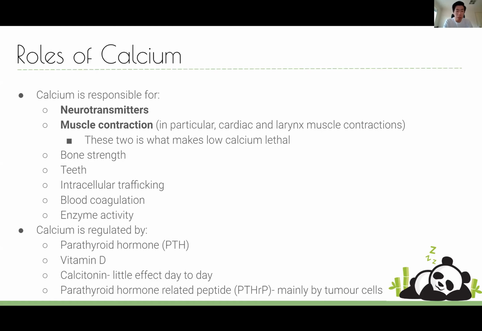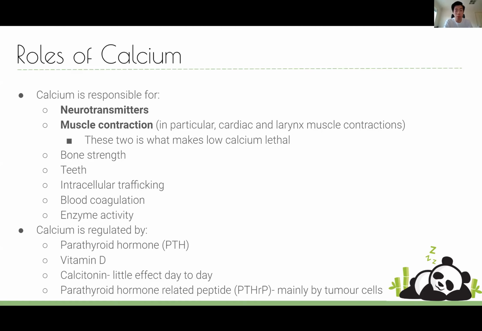Obviously, it's also related with bone strength and teeth, but it also has all other factors such as blood coagulation, which is also important. The main hormones we'll talk about are parathyroid hormone, PTH, vitamin D, and calcitonin. There's also a fourth hormone called parathyroid hormone-related peptide, but this is mostly from tumor cells. But we'll touch on that as well in a sec.